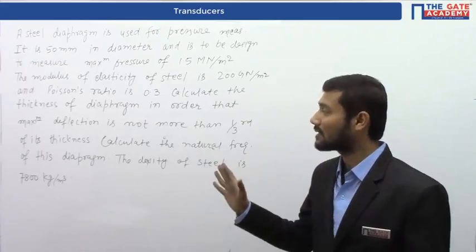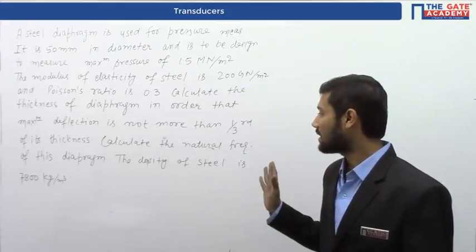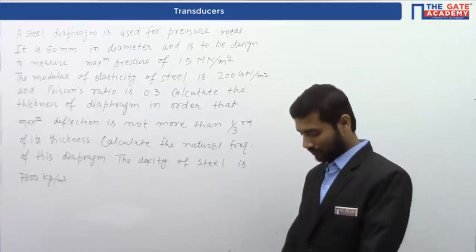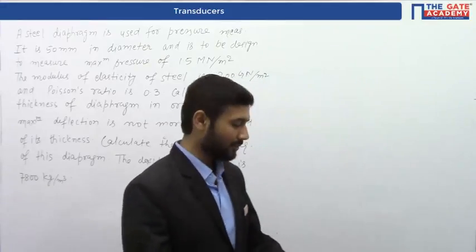Calculate the natural frequency of this diaphragm. The density of the steel is 7800 kg per meter cube. So let us solve this question.